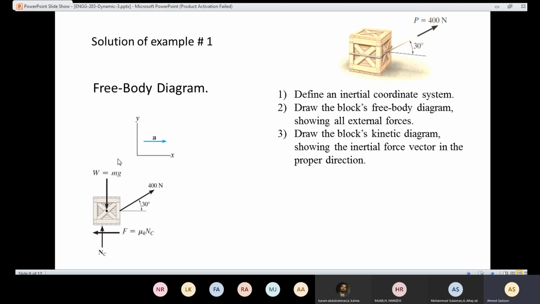So I know the mass is given, I know the gravity, mu k is given, Nc, I need to know the value of Nc so that I can substitute it here.